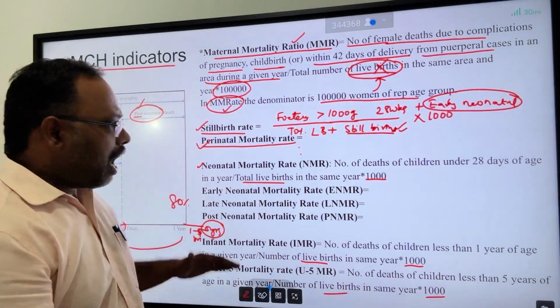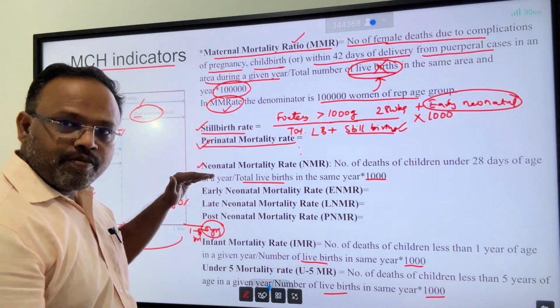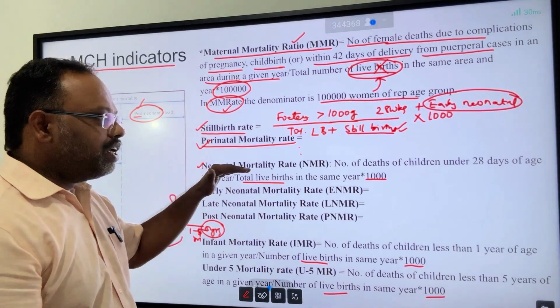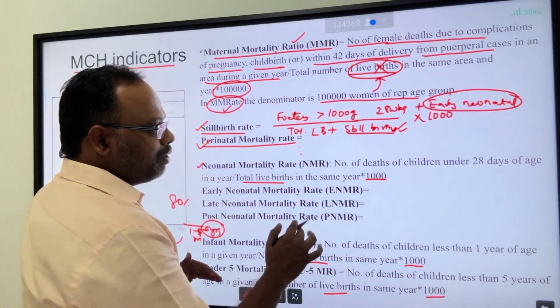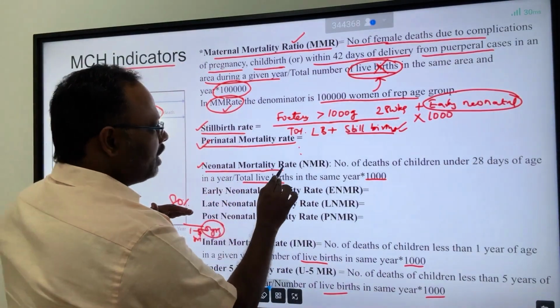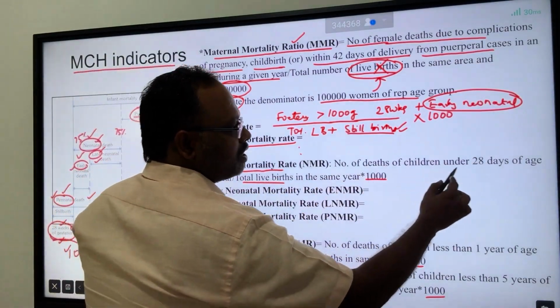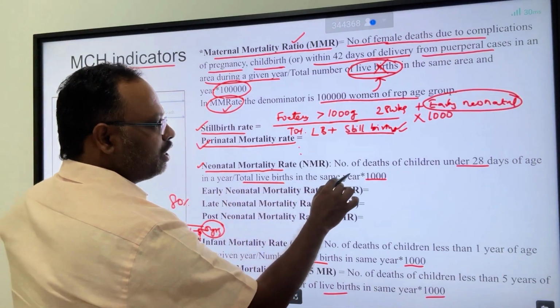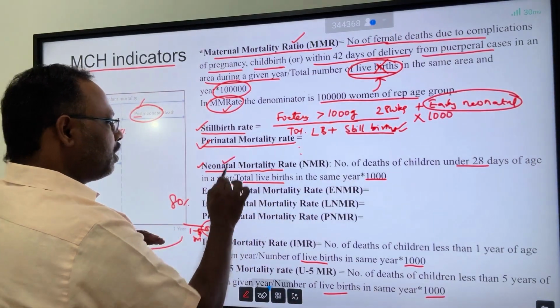It is the same. As the name indicates, you can identify the time period through the name. Here it is the neonatal mortality rate. That means the number of deaths of children under 28 days of age divided by total live births, multiplied by 1000, will be the neonatal mortality rate.